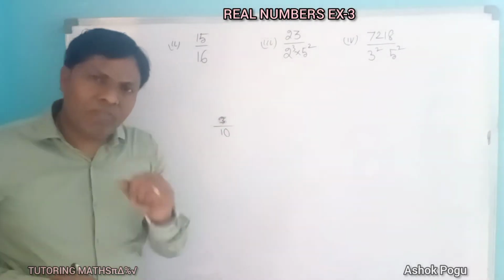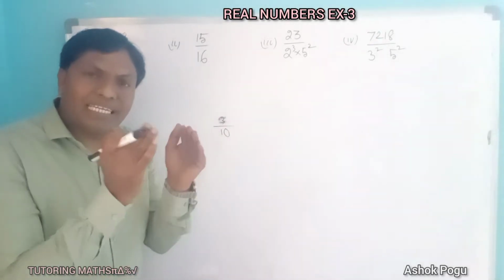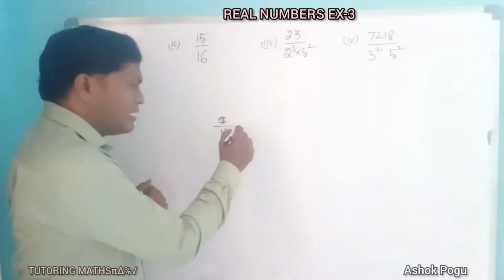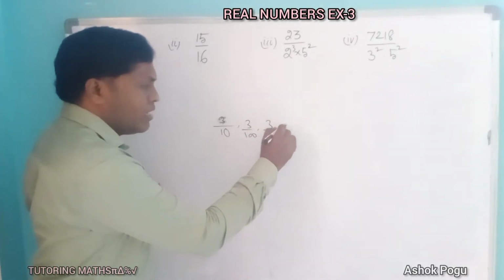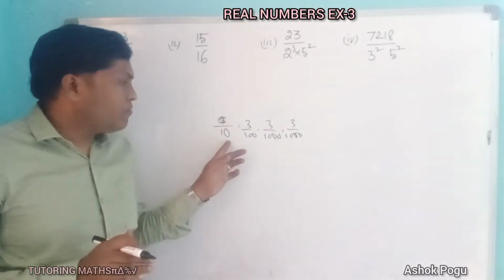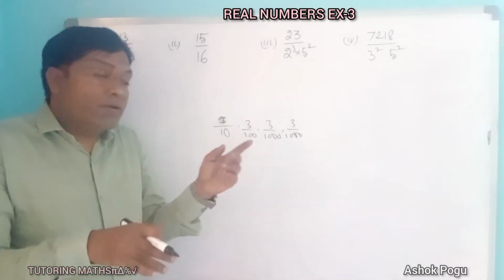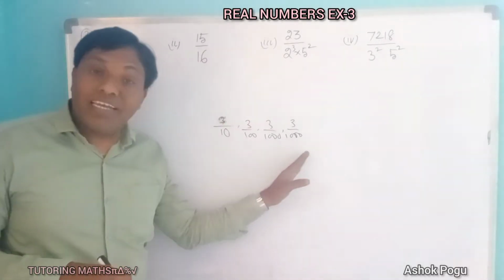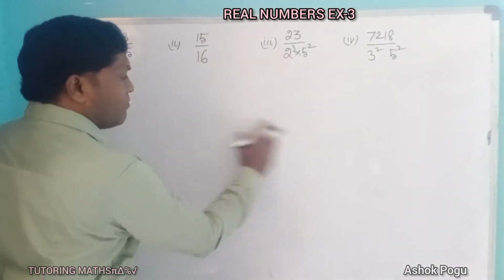To get a decimal fraction, in the denominator we must get either tens or hundreds, 10, 100 or 1000 or 10,000. We should make the denominator like tens, hundreds, thousands, 10,000. You should convert the denominator into this form, into decimal fraction form. So let us see the first question.